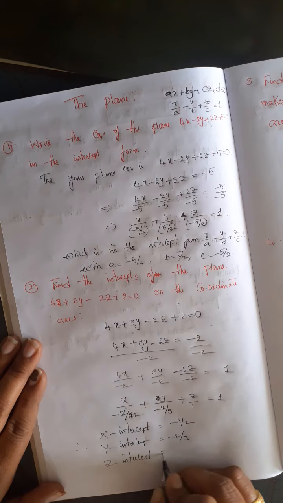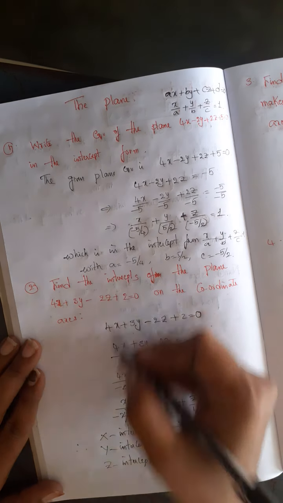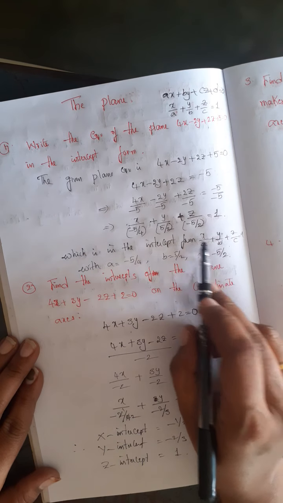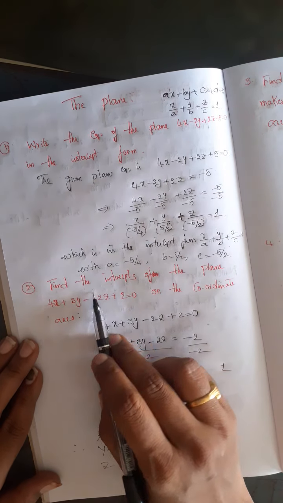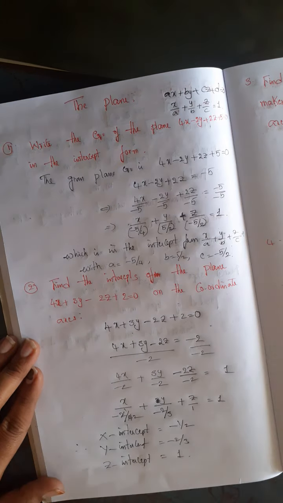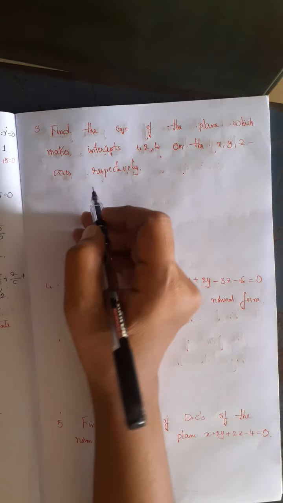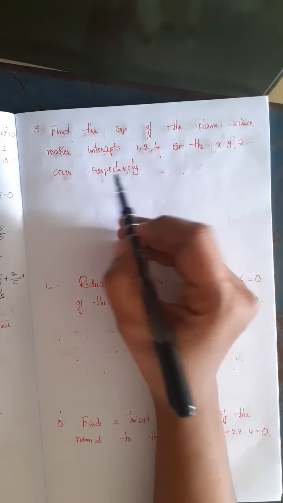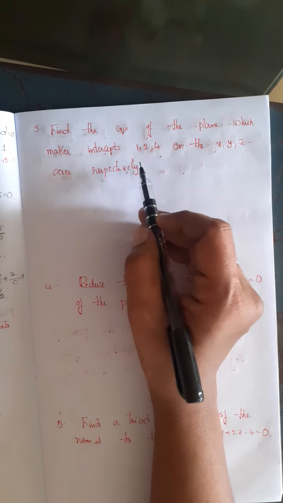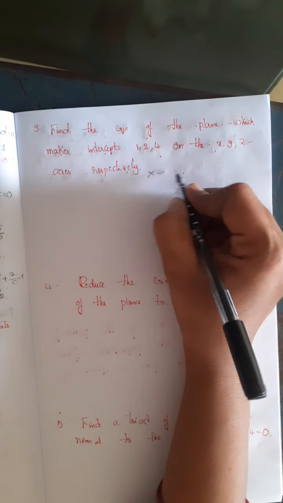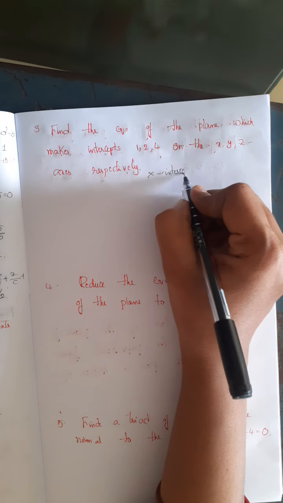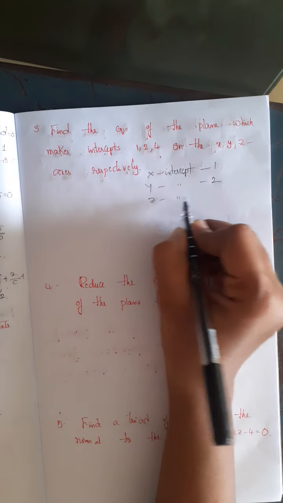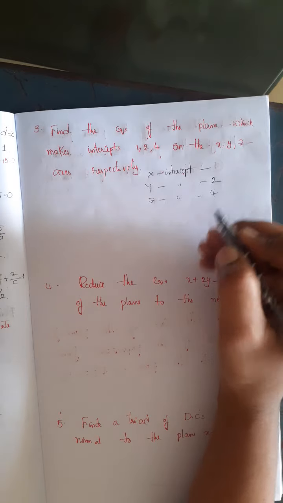He is asking to mention the intercepts, so you should mention the intercepts here. If he asks only intercept form, till this it is enough. But if they ask intercepts, you should write the intercepts. Once you observe this question, find the equation of the plane which makes intercepts. X-intercept is 1. Similarly, y-intercept is 2. Z-intercept is 4.